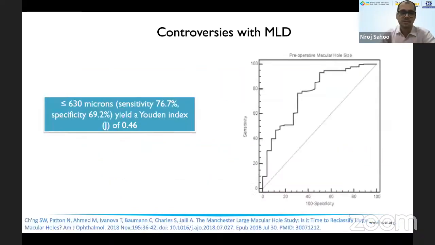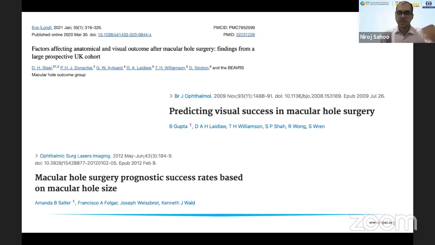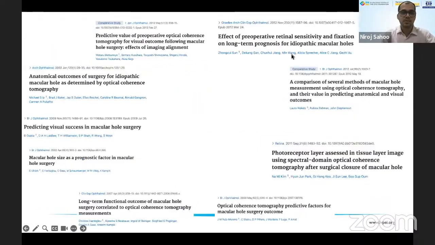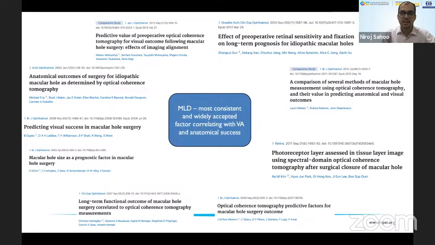So this question was addressed by the Manchester Large Macular Hole Study, where they have given a cutoff of around 630 microns, and they had a good area under the curve. Several other studies have also shown much higher cutoff values of around 500 microns. So this really brings us to the question, is it time to redefine large macular holes? But nonetheless, MLDs are one of the most consistent and widely accepted factors correlating with visual acuity and anatomical success, and we often use it in clinics for predicting visual outcomes.